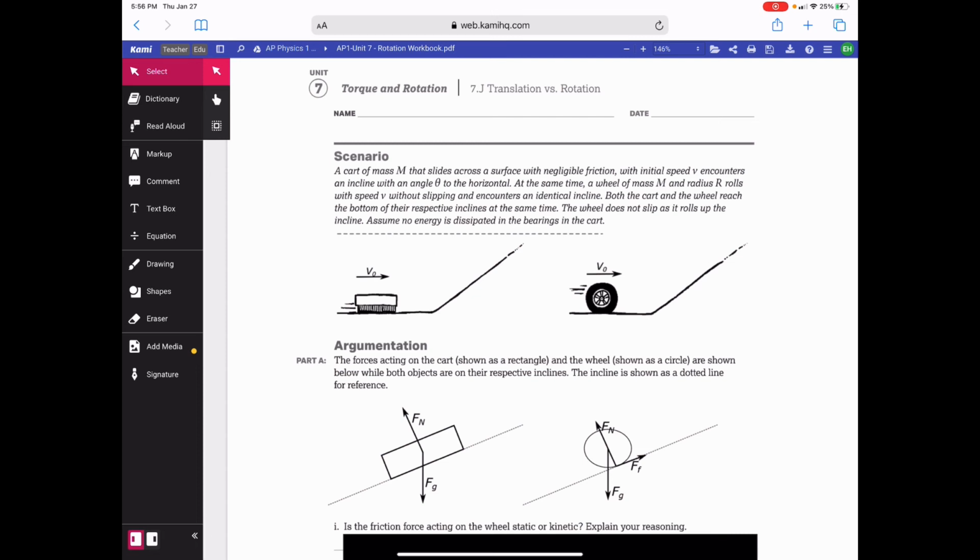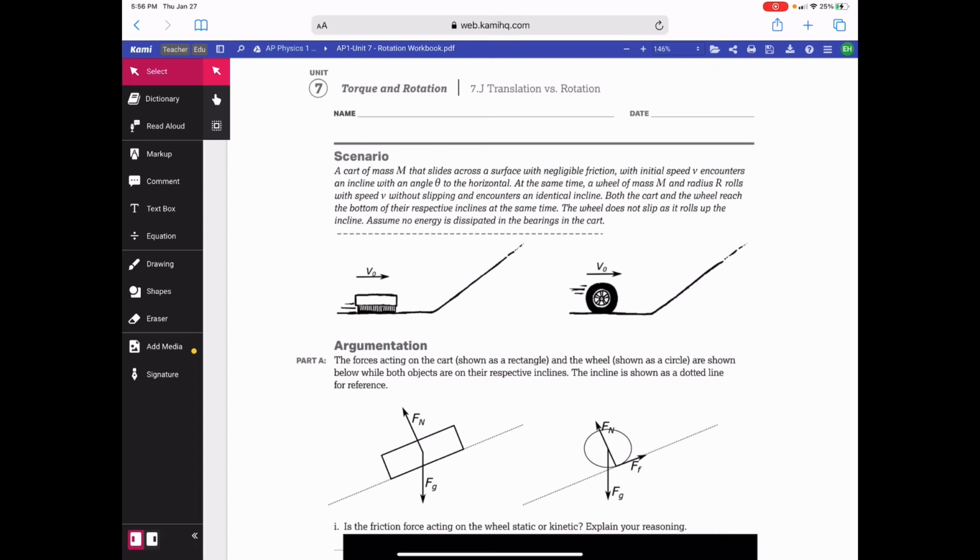Part A. The forces acting on the cart, shown in the rectangle, and the wheel, shown in the circle, are shown below while both objects are on their respective inclines. The incline is shown as the dashed line for reference.